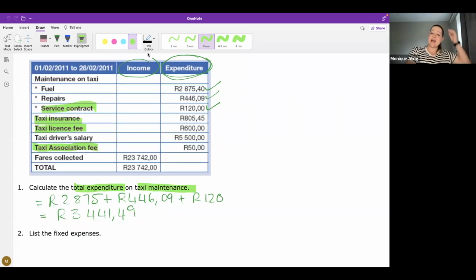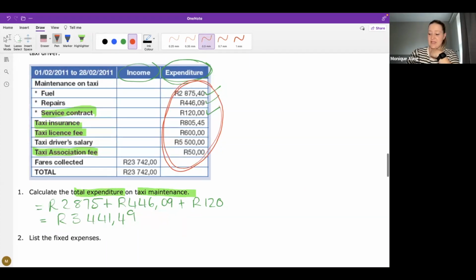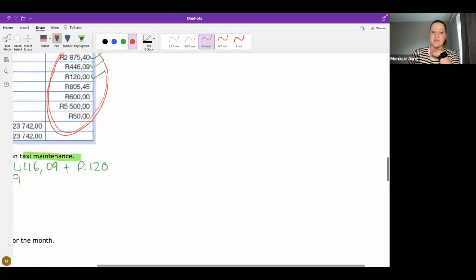Okay, so the answers that I am seeing are all correct. So I'm just going to quickly go through it. We have to work out all the expenses. So that means we have to go and add all these amounts together. So remember to always show working out.